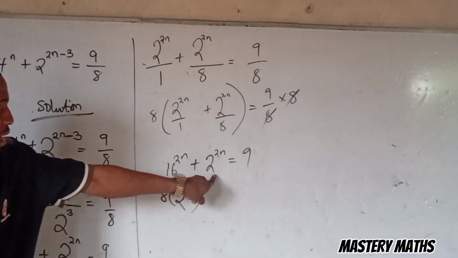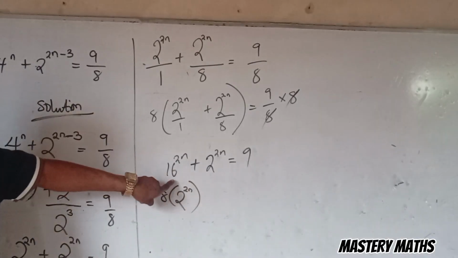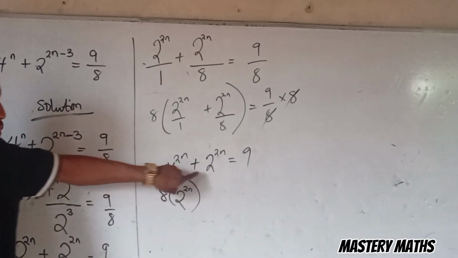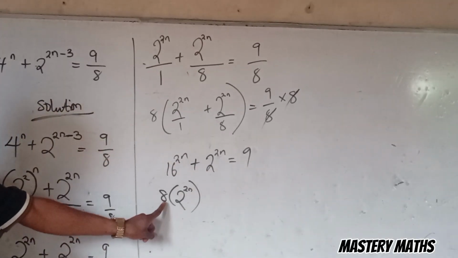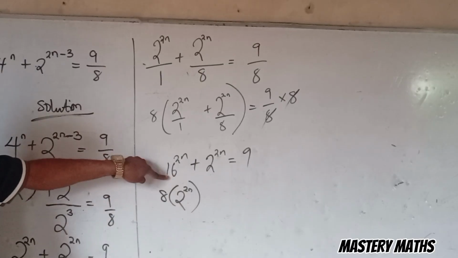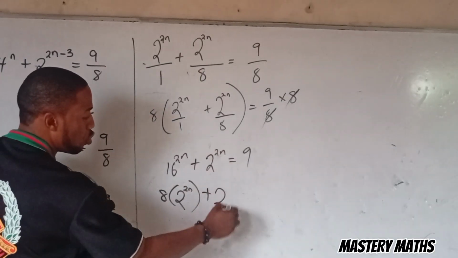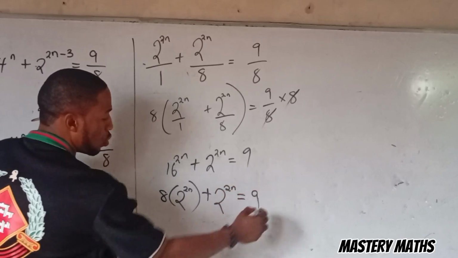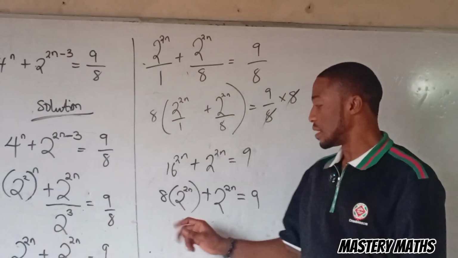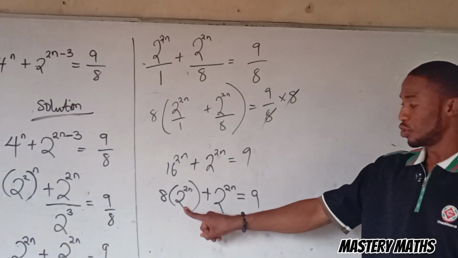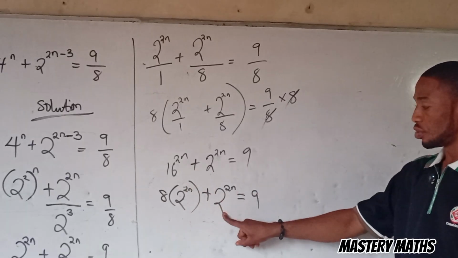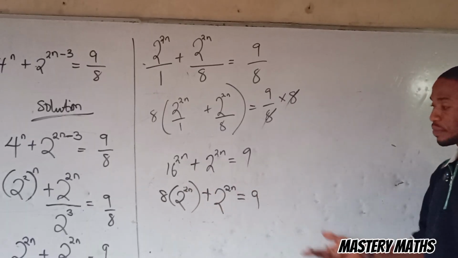Now, since 2 is here, it's expected that 2 should also be here, so that the base will be the same thing. That's what I did here. So 8 times 2, the same thing as 16, raised to the power of 2n. Then you bring this down, plus 2 raised to the power of 2n equal to 9. So if you're watching that, the bases are equated, are the same: 2 raised to the power of 2n plus 2 raised to the power of 2n.